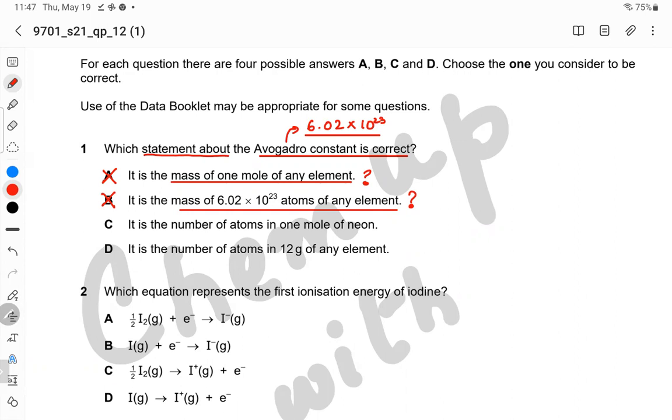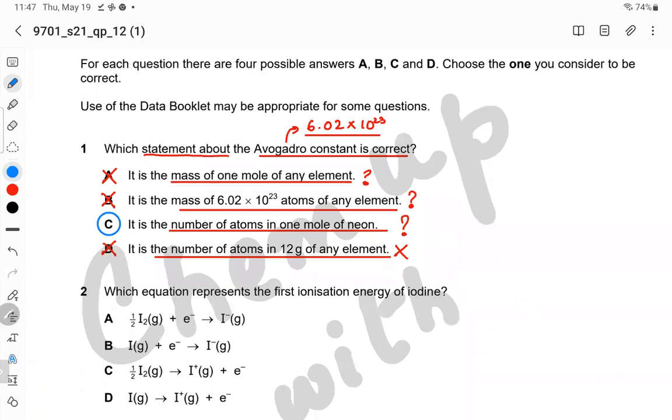Now, if we look at C statement, it is the number of atoms in 1 mole of neon. Is it clear? Is it a correct one? Yes. But if you look at the D statement, it is the number of atoms in 12 gram of any element. No, it is not correct. It is the number of atoms. If the number of atoms are 6.02 exponent 23, we call it 1 mole. So D statement is also wrong, and the C statement is the correct one. Is it clear to everyone?